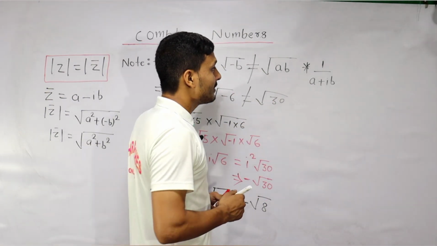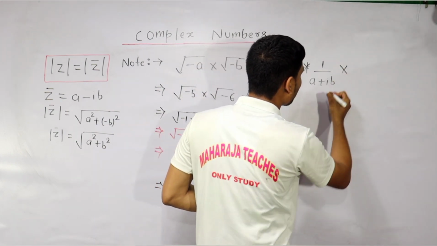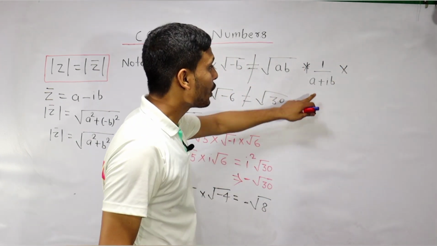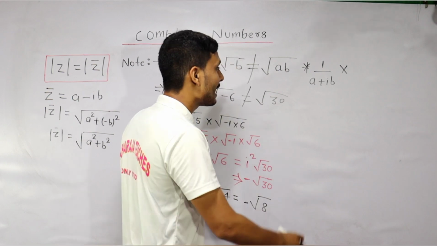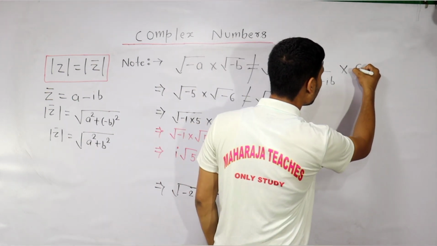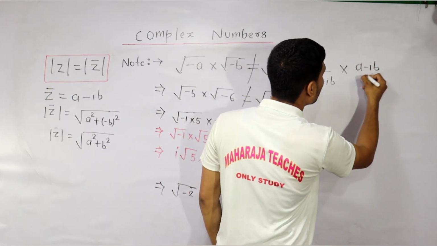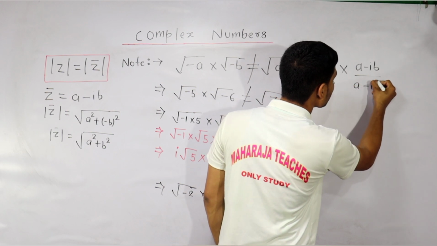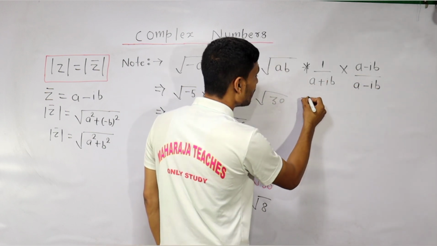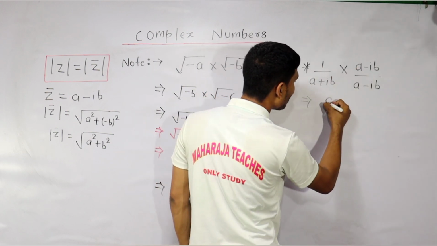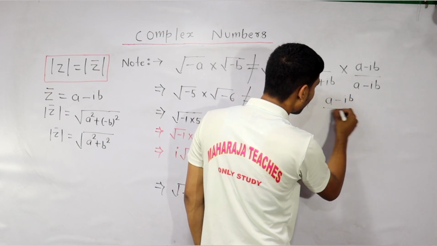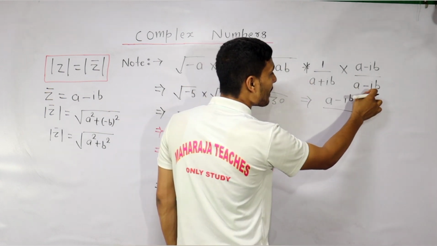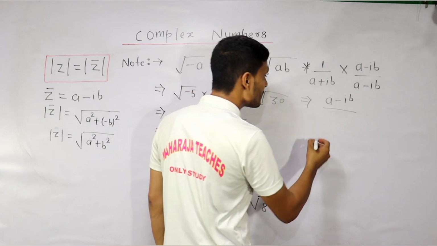At the time of rationalization, just multiply and divide by the conjugate of the given complex number, that is a plus ib. You have to multiply by a minus ib in the numerator and divide by a minus ib. Here we will get a minus ib in the numerator, and in the denominator a plus b times a minus b, that means a square minus b square.